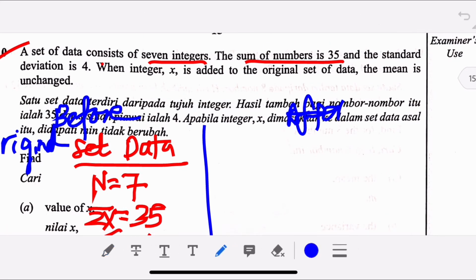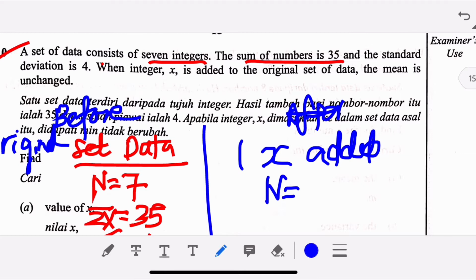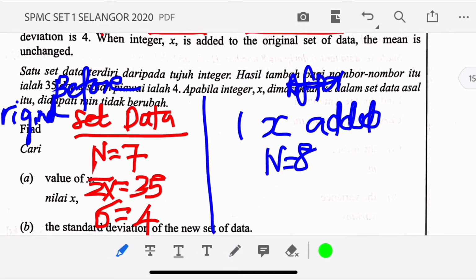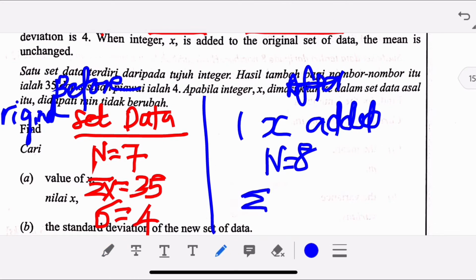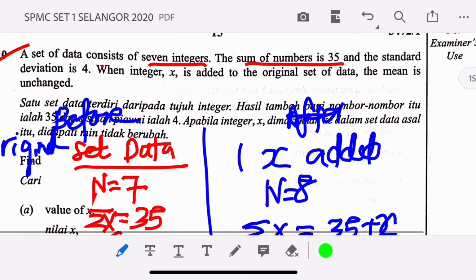So now, because you add the value x, the n now becomes one data more, one data added. Okay, n becomes 8. And now the total of the data, the new one after adding, will become 35 plus x. Okay, that means the mean will change or not?